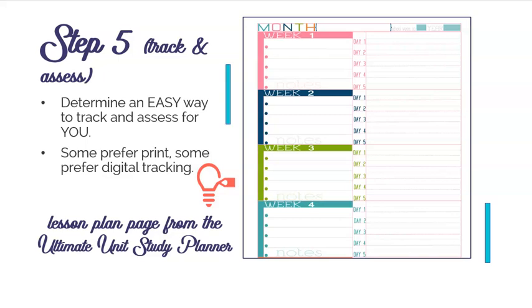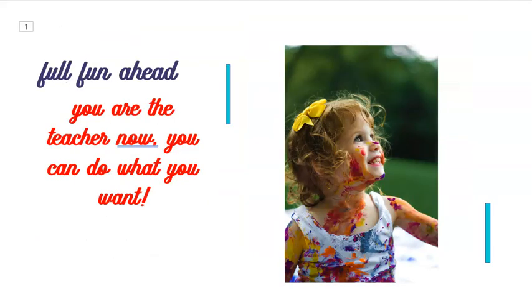Whether it's loosely writing it down, it can even just be a composition notebook. It could be some kind of digital tracker you prefer. Like I said, I'm a pen and paper girl. I prefer the lesson plans that I make, or the lesson templates that I make, and I write them on there. And then, of course, like I said, it's full fun ahead.